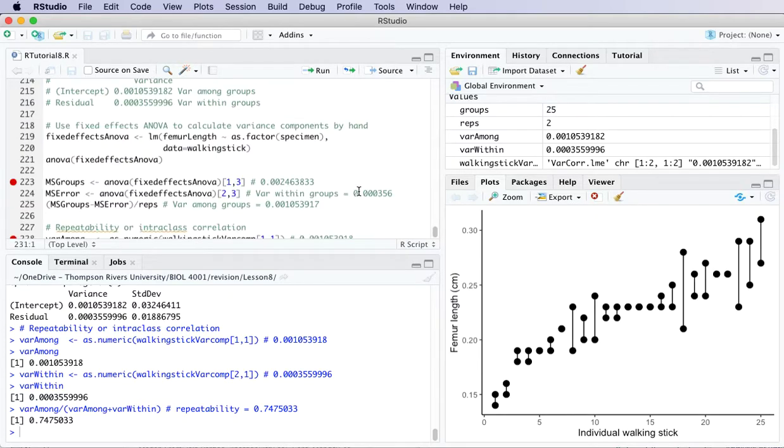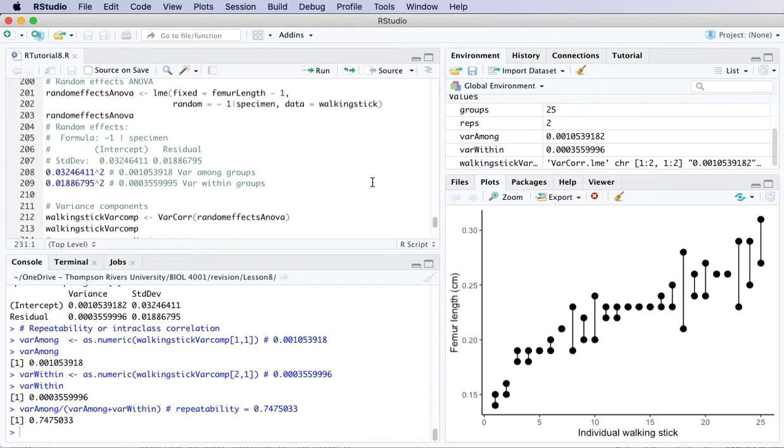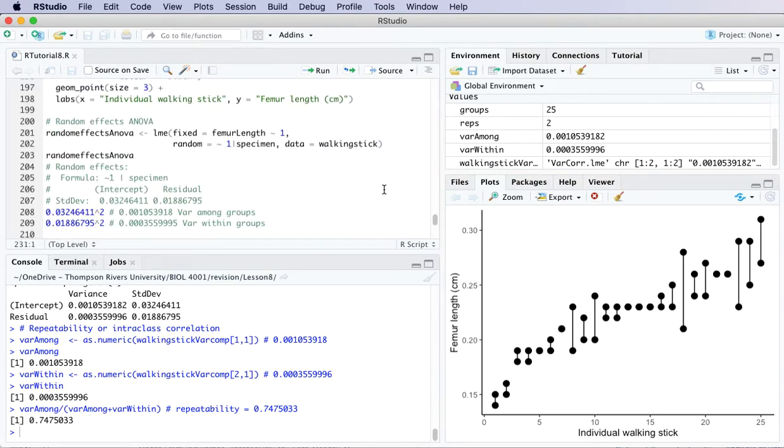So that's an example of a random effects model. In particular, it's a linear mixed effects model that we're using in the context of a repeated measures study. Later on in the course, we'll look at another type of random effects model that will come up in a slightly different context, but it'll use the LME function again.